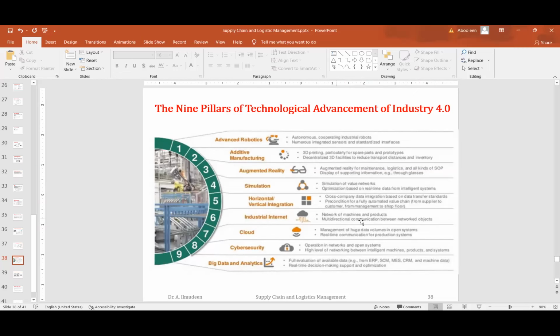Cloud computing. These days, companies face the management of huge data volumes in open systems and real-time communication for production systems. Real companies are facing some problems in maintaining huge amounts of data in the physical environment. So recent technologies like cloud computing can store and process the data in a cloud-based environment. They don't need to keep the physical IT infrastructure in their physical office setup. Instead of this physical IT infrastructure, they can hire cloud computing facilities.